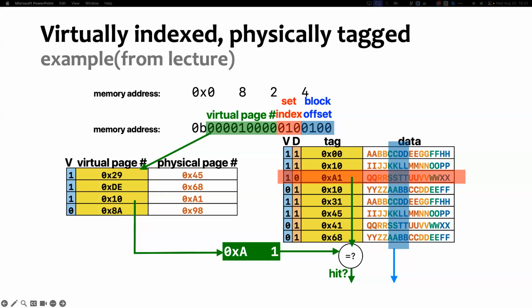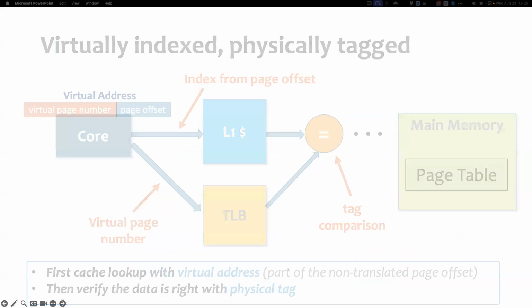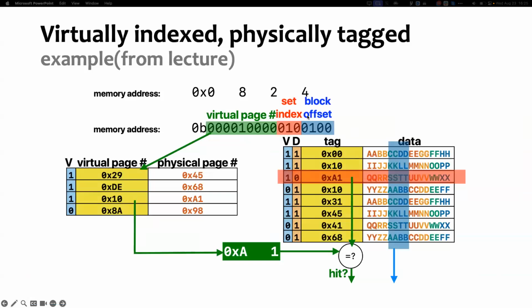Just to make sure I'm understanding this correctly, so the page offset contains both the set index and the block offset? Yes. Okay. Interesting. So if you look at this picture, one way to split up the memory address is we have virtual page number, set index, and block offset. Virtual page number is the same as tag. The combination of set index and block offset will be the page offset.